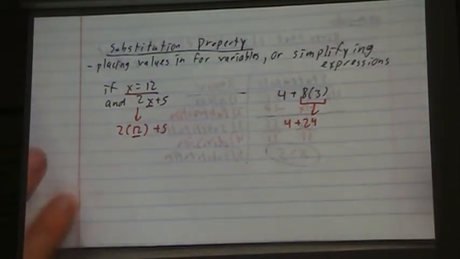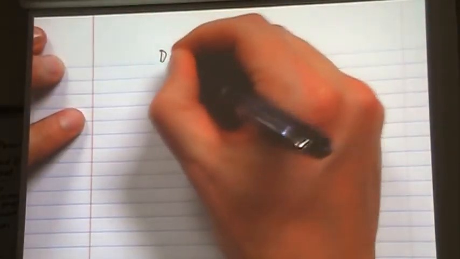All right, we got about 4 more properties. And the next one's not going to seem new. We will have already used it. It's called the distributive property.